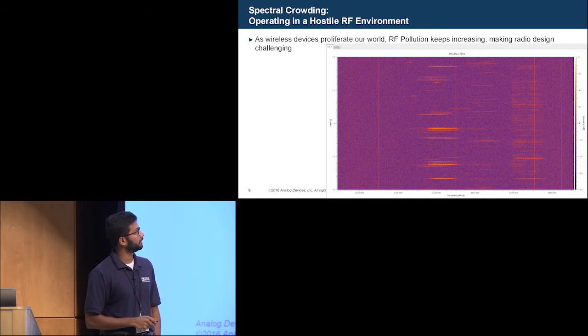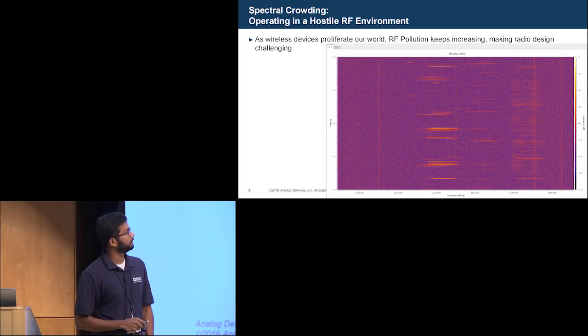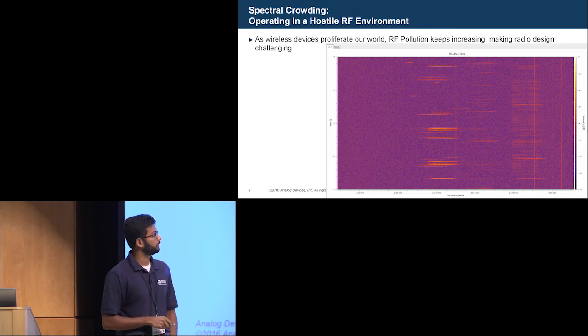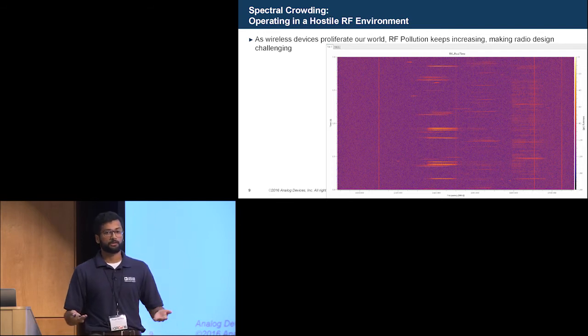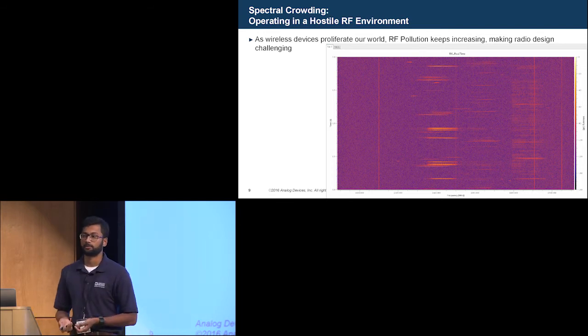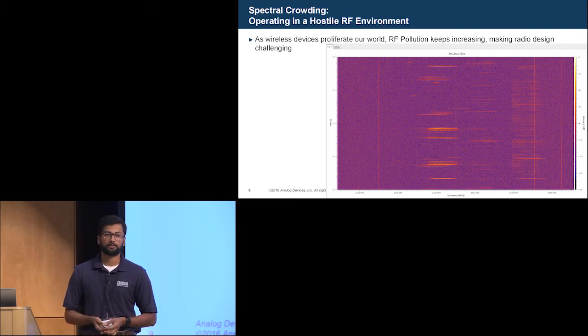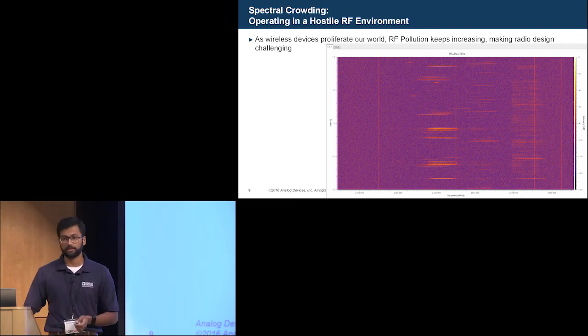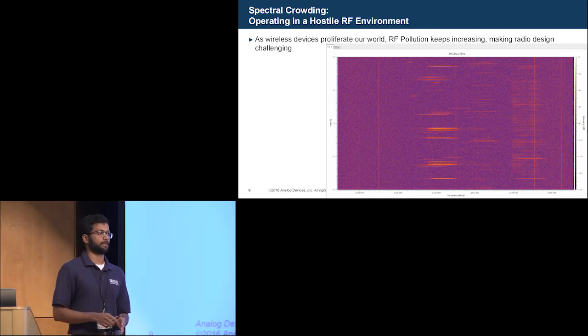Compare a rural area, the blue line here, versus the green line here, which is more of a city center location. You see a general increase in noise floor, and this is mainly because of poor RF hardware. Therefore, you can imagine anyone trying to do actual communications in such an environment is going to struggle and have a lot of blockers and interferers.